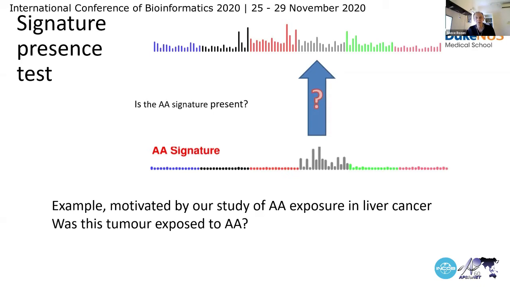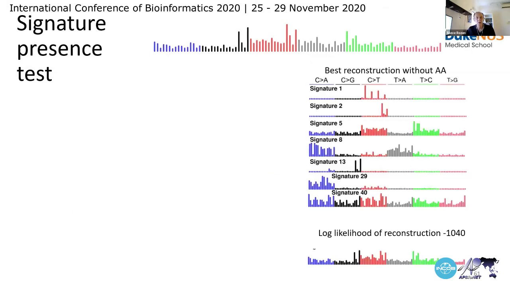So here's a spectrum of a liver cancer. Is the AA signature present? Looking at it, it's hard to tell. There's some gray stuff here, which could be due to this, but it's hard to say, right? Because our brains can't think about that much data. So what we did is we developed a best reconstruction of the spectrum without using the AA signature, and we get the log likelihood of that reconstruction.